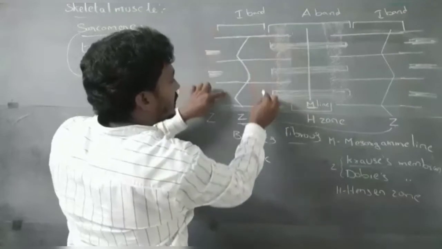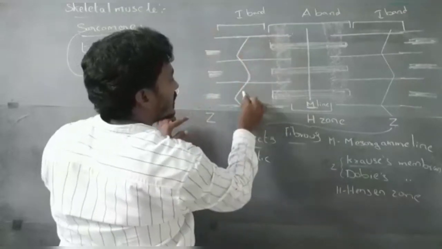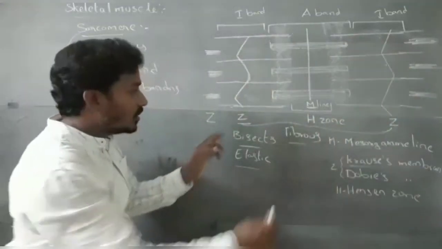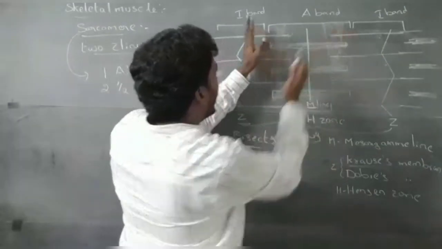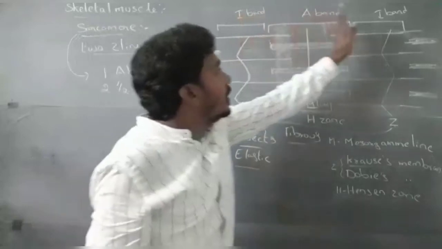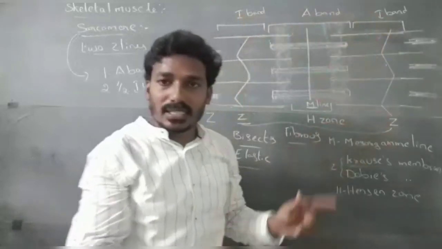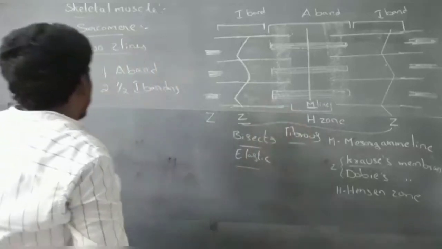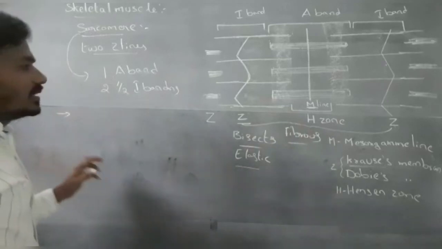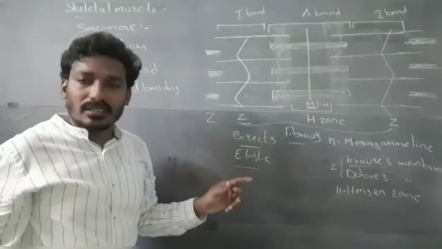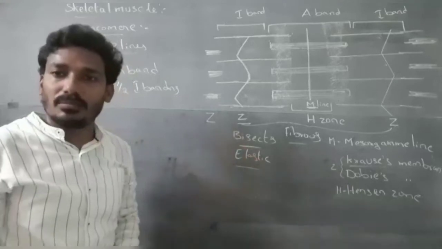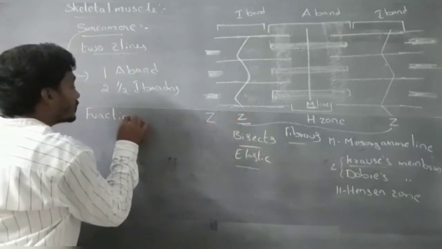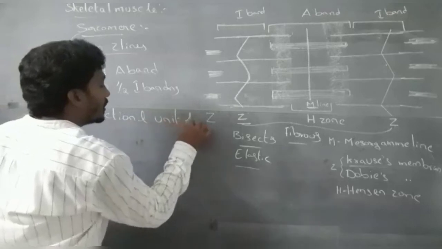This is a complete I band, this is half of an I band, and this is half of an I band. Two half I bands and one complete A band is called a sarcomere. Next, the sarcomere is the functional unit of contraction. Important: sarcomere is the functional unit of contraction.